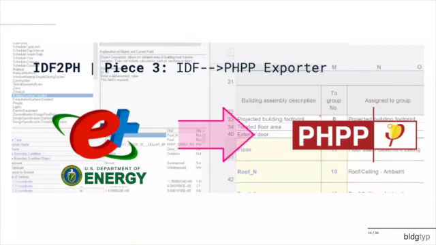So then lastly, the last piece here is this adapter or exporter, which allows us to take the simulation file built in Rhino and Grasshopper. So take the IDF file, which is the Energy Plus blueprint file. We take that and we can convert it into a PHPP file.